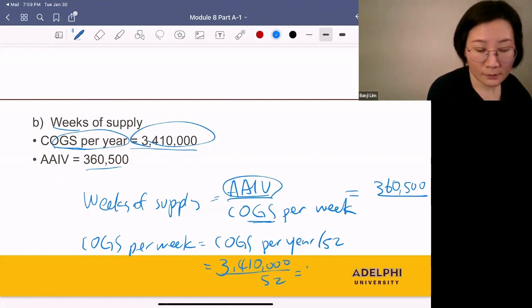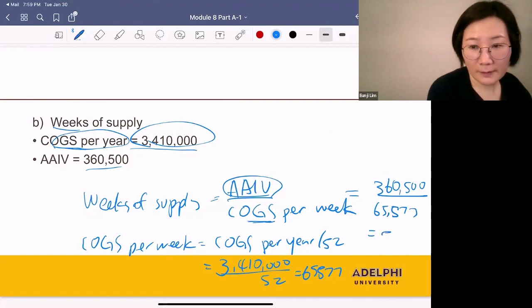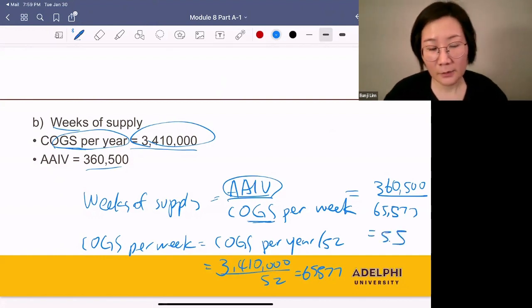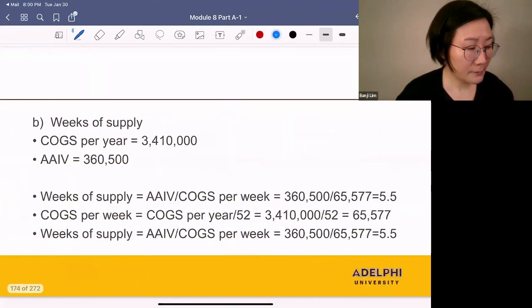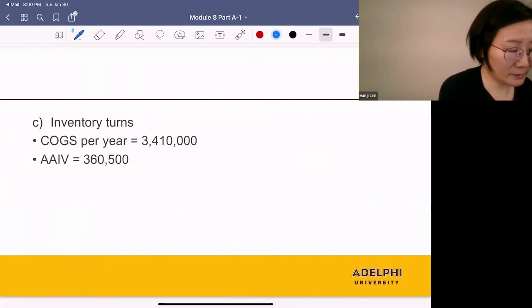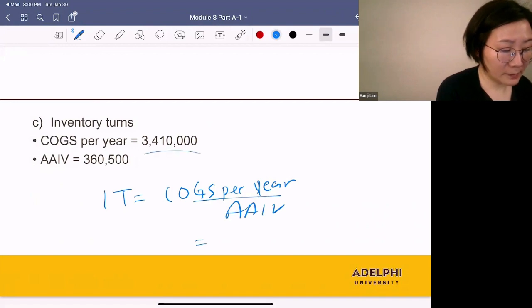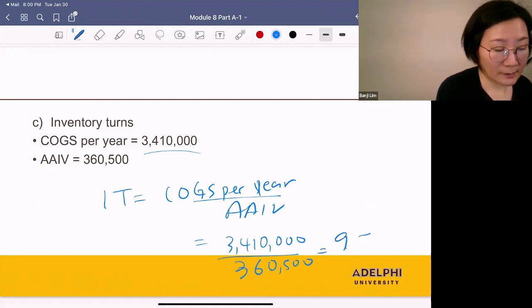That's 3,410,000 divided by 52, which is 65,577. 360,500 divided by 65,577, you get 5.5. That's the weeks of supply. Next, inventory turns. We know what COGS is, and we know what AAIV is. So the inventory turnover is COGS per year over AAIV. So let's plug this in. 3,410,000 divided by 360,500, you get 9.5.